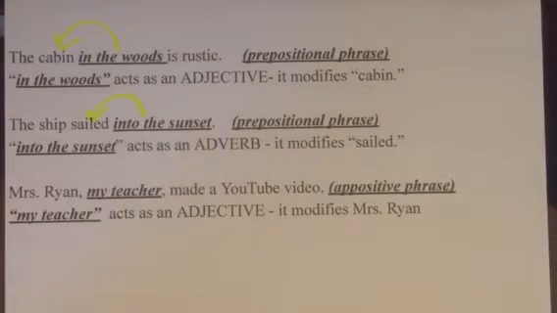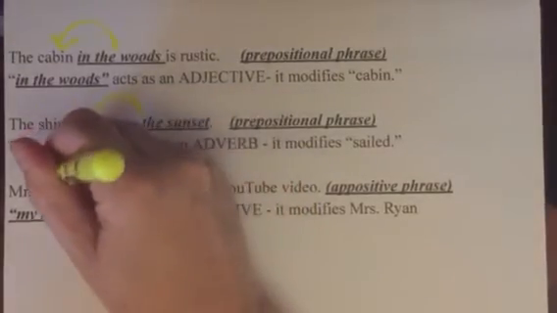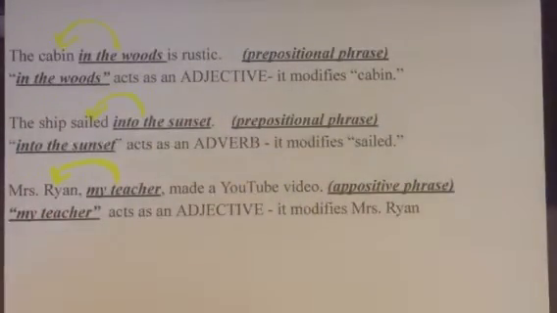Then on the bottom sentence we have Mrs. Ryan, my teacher, made a YouTube video. So you'll see that my teacher is set apart by commas, and it interrupts the sentence just to tell you a little bit more about Mrs. Ryan. So it is an interrupting definition, and it modifies or tells us more about Mrs. Ryan. Therefore, my teacher in that sentence is an interrupting phrase, and it acts like an adjective.